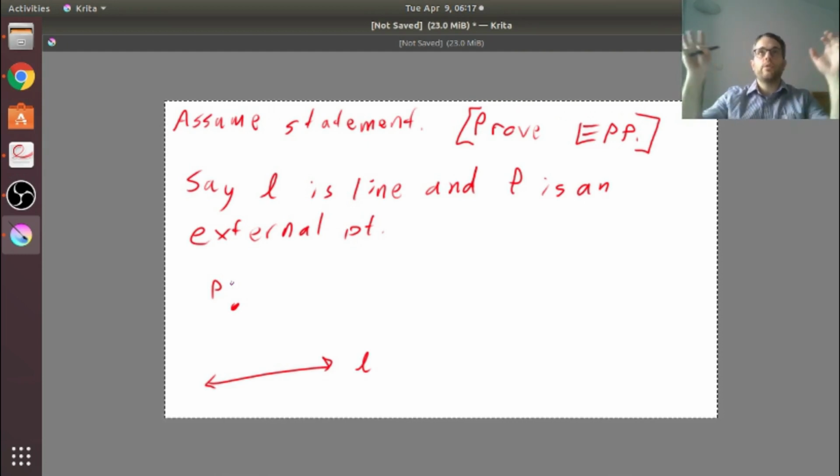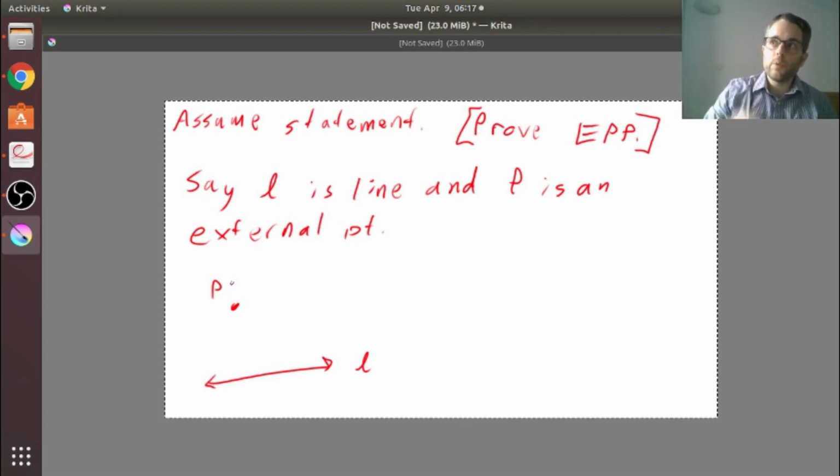We now assume that that statement is floating around. We have it true, and we need to prove the Euclidean parallel postulate. The Euclidean parallel postulate is now my homework problem, right? So how do we do this? Well, we start it the same way each time.